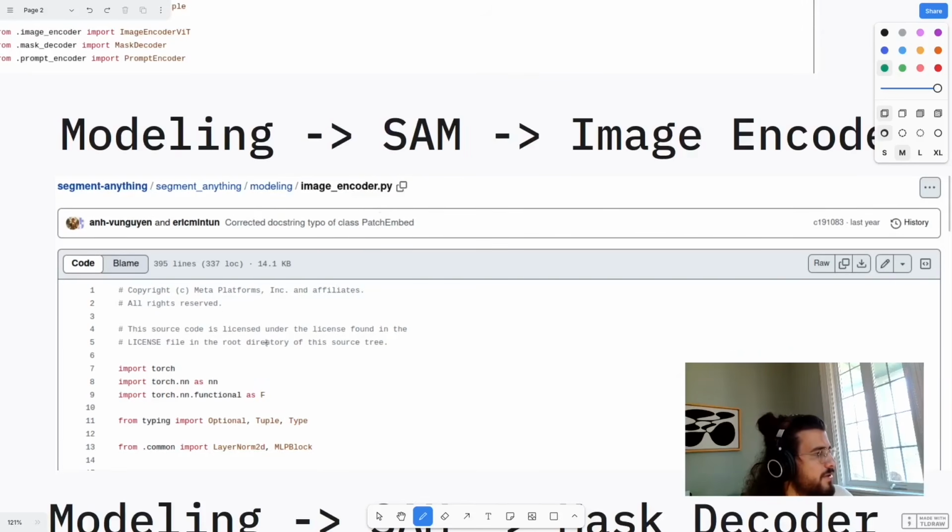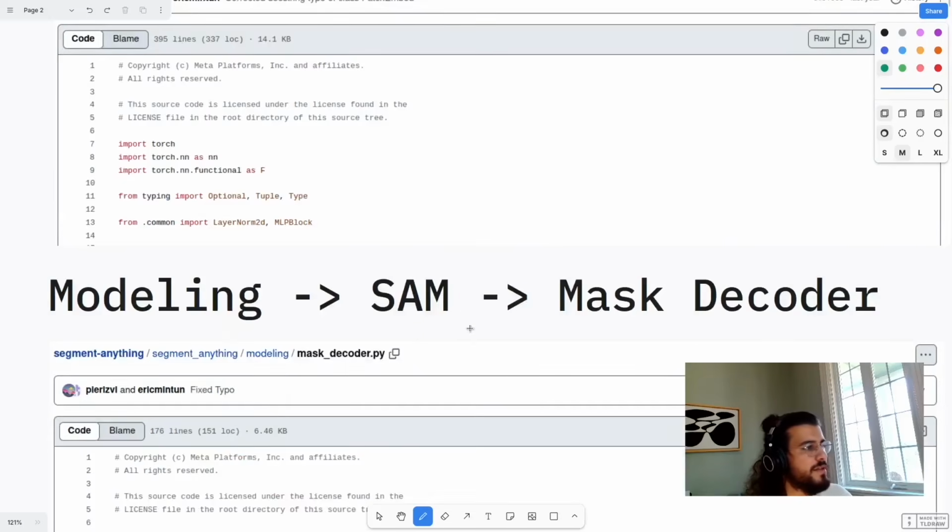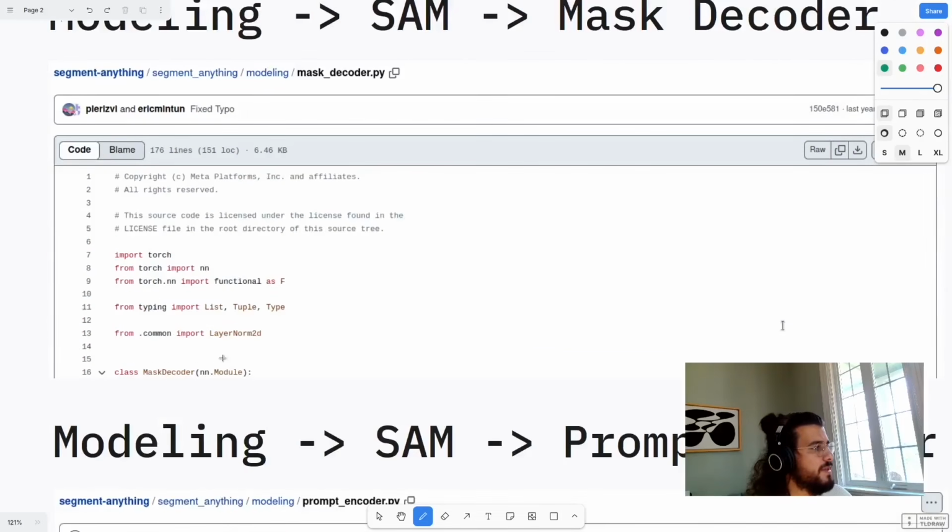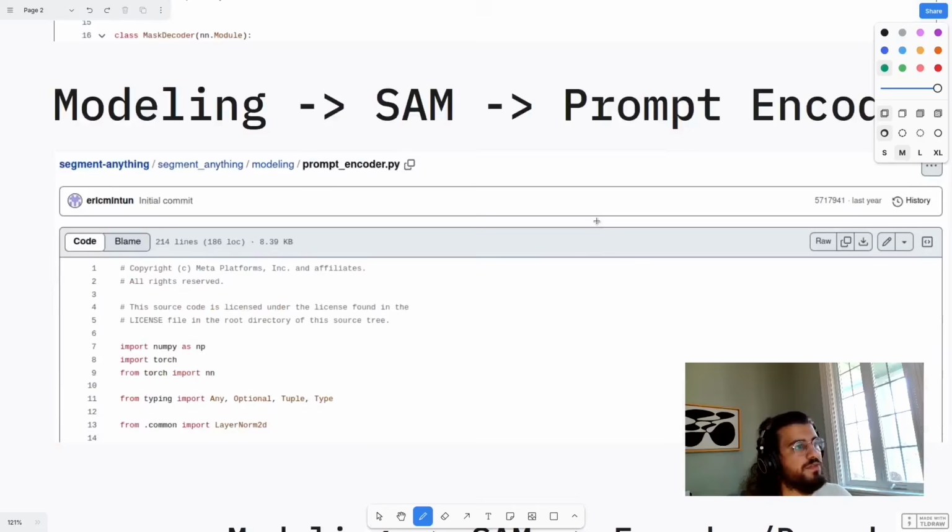And we are still doing a bunch of importing. You see here we have from common, which usually means it's common from multiple files, kind of like a sub library where you put your stuff. We have the normalization layer and MLP block that we jam over here. If we look at the mask decoder, we still have from common, and we're using the layer norm 2D again. And from the prompt encoder, it's the same thing. We're still using the layer norm 2D. There's still other stuff we're using, but it's not that important.